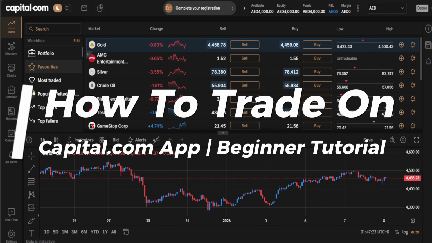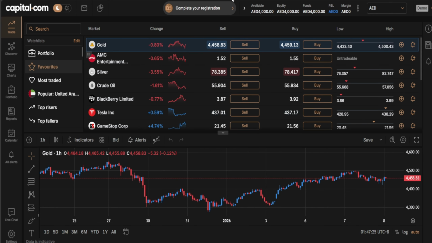How to trade on capital.com. Basically, just a beginner tutorial. So, capital.com pretty much lets you enter markets like stocks, forex, indices, crypto, and commodities via contracts for differences, meaning you speculate on price movements without actually owning the asset.